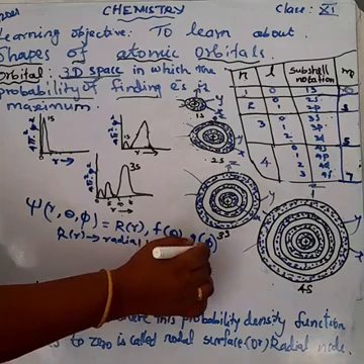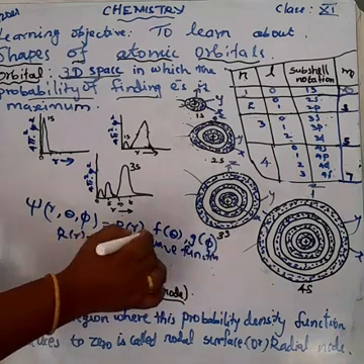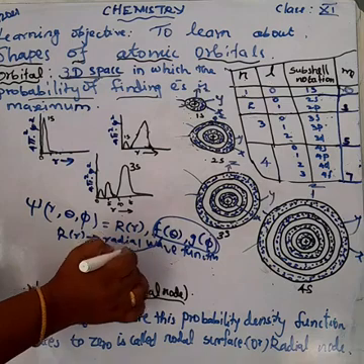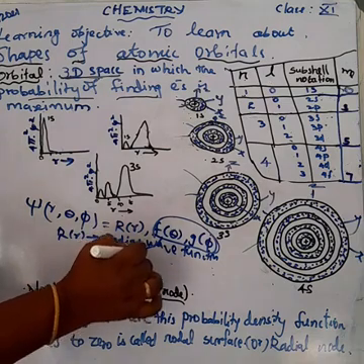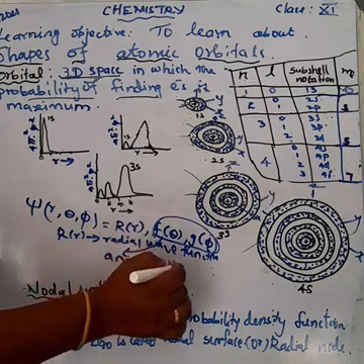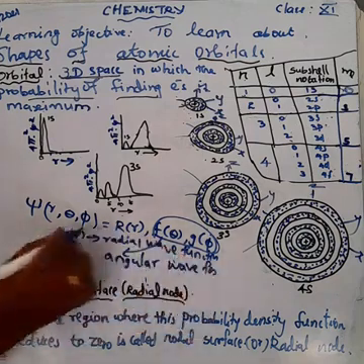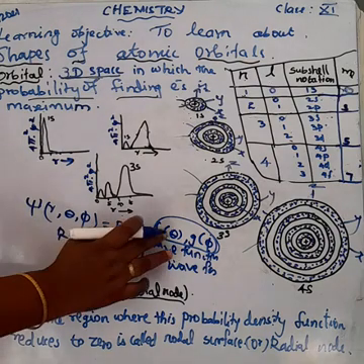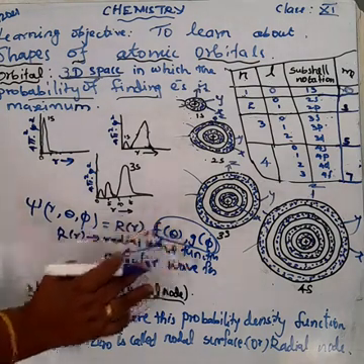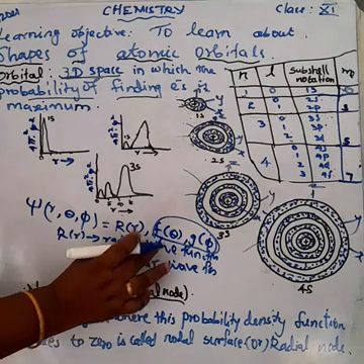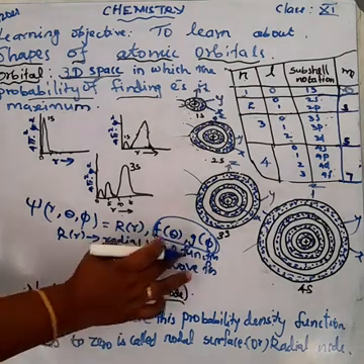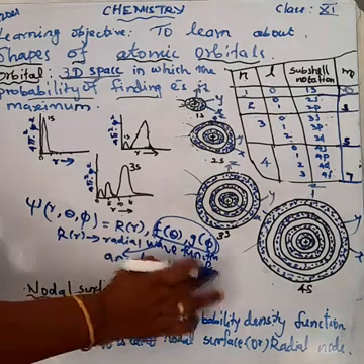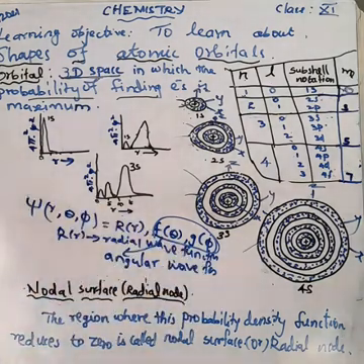And f of theta and g of phi represent the angular wave function. Understood? The radial wave function, R of r, represents the distance between the nucleus and the electron. The remaining two functions, f of theta and g of phi, denote the angles, so they represent the angular wave function.